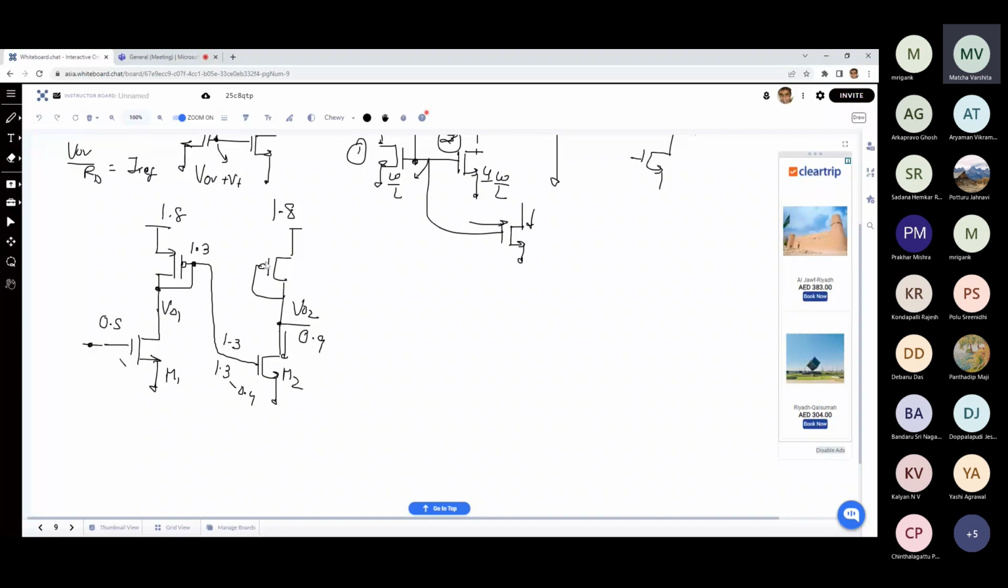So this 1.3, if you apply it to another PMOS stage, like if I apply it to this next stage, if I make it like this, sorry.